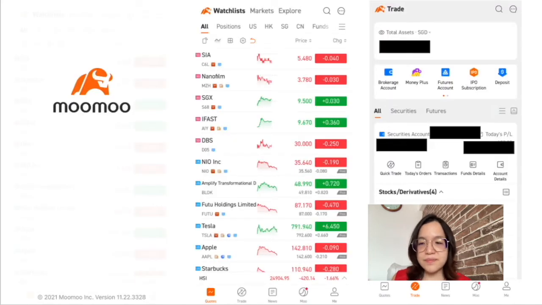Okay, so same thing, I will just show slide by slide, so I just do screenshots. So if you open the Moomoo app, the same thing, the first page you will see all the stocks. So these are some of the stocks that I'm watching. I find that iFast is doing relatively well.